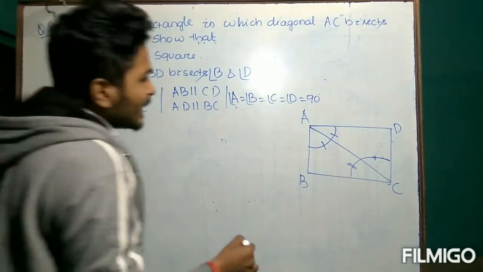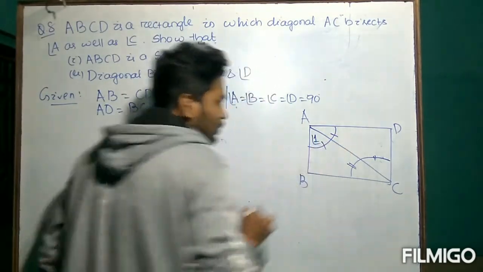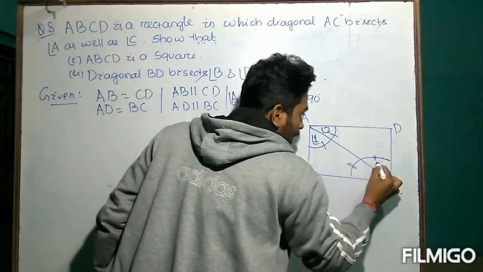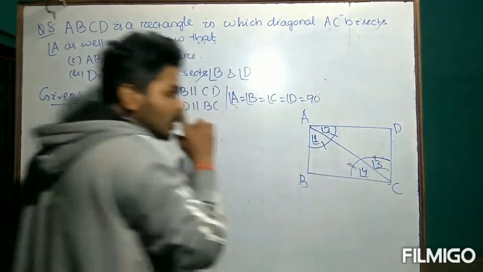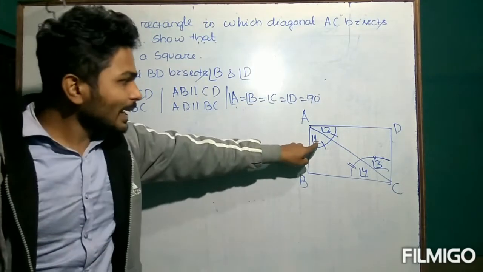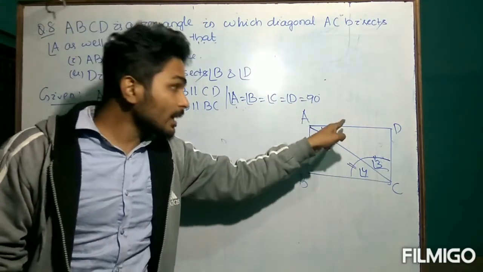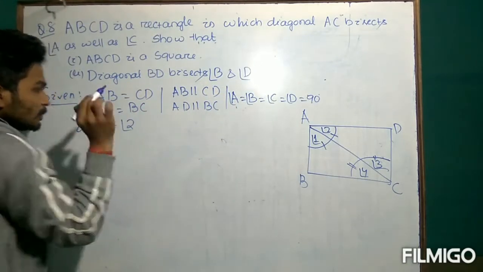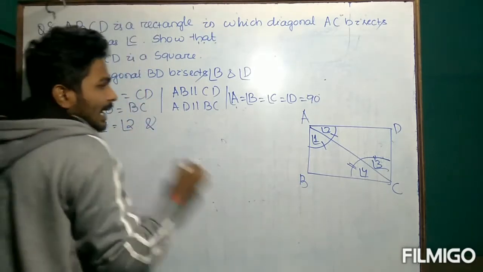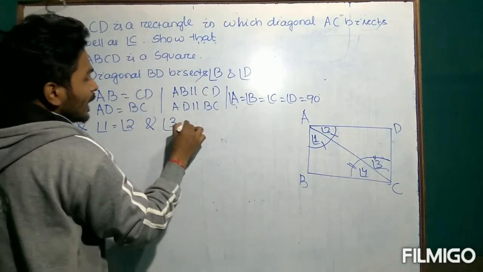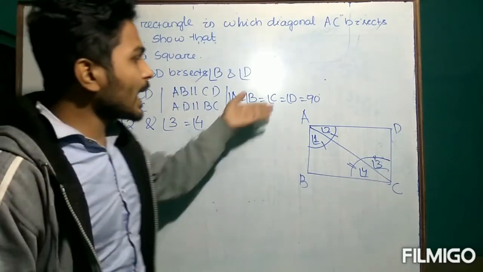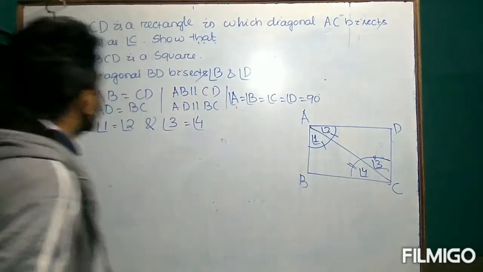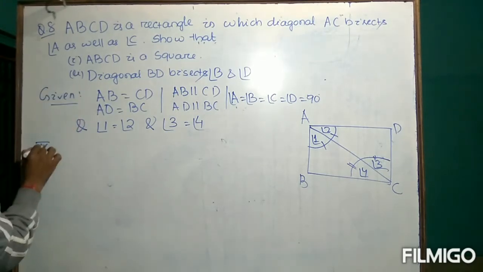So let's name it as angle 1, for our convenience. This is angle 2, this is angle 3 and this is angle 4. According to the question, angle 1 is equal to angle 2 because AC is the angle bisector of angle A. And angle 3 is equal to angle 4. Why? Because it is already given that the diagonal AC bisects angle A into 2 equal halves and bisects angle C into 2 equal halves. Clear? Next, what do we have to prove?